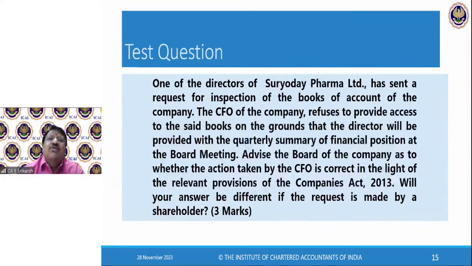Okay. One of the directors of Suryodaya Pharma Limited has sent a request for inspection of the books of account of the company. Now, the CFO of the company refuses to provide access to the said books on the grounds that the director will be provided with a quarterly summary of financial position at the board meeting. So, see, the CFO, what a nice gentleman. The director is asking for inspection of books. Now, the CFO is sending a mail.